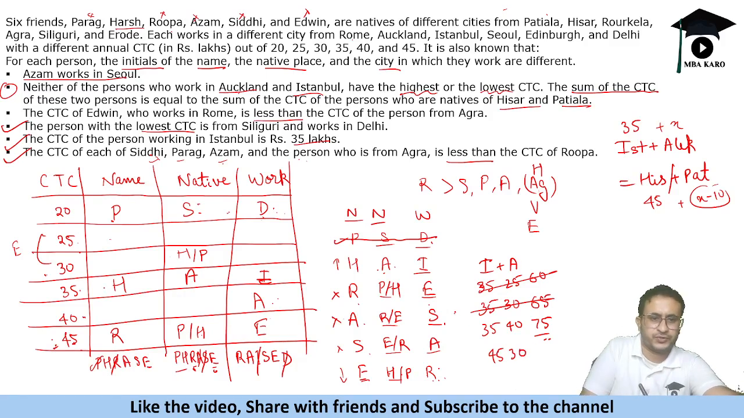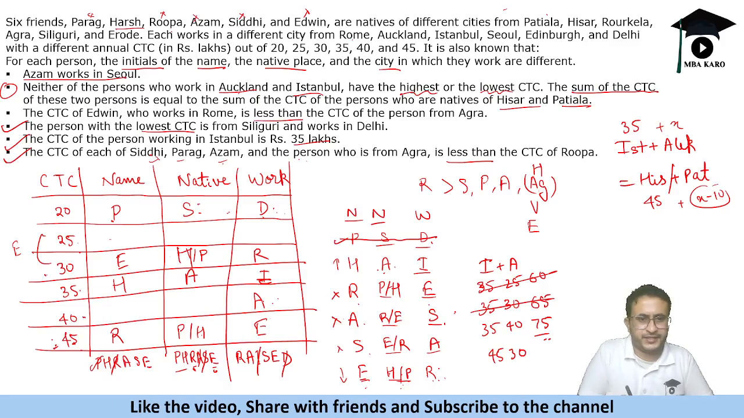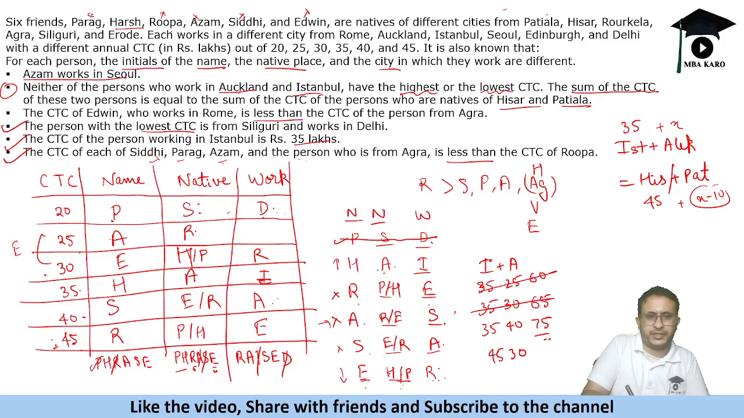Okay, that will match. So this is Hisar and Patiala, the second person, that is either out of Hisar and Patiala. Now that second Hisar or Patiala is E. So E from R. Okay. Then we are left with this, which is A. So in Auckland we have S, who belongs to E or R, and then the last person remaining is A. This one is left. So A is from R or E and works in S.